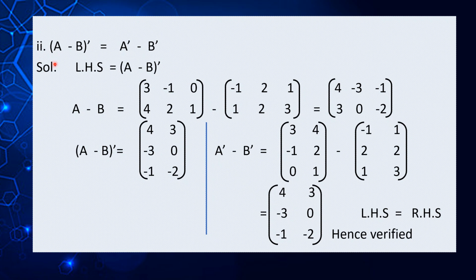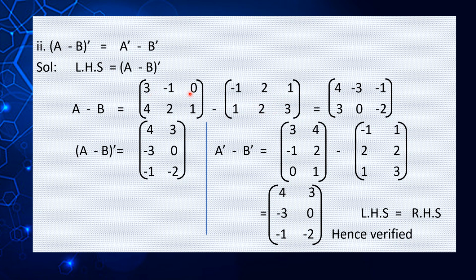Next, second part of the question is A minus B the whole transpose is equal to A transpose minus B transpose. So similarly, in the first part we did this question. In the previous question we did the same similar case. So do the same here. First consider LHS, which is equal to A minus B the whole transpose. First, in order to find that, we have to find A minus B. That would be 3 minus 1 0 4 2 1 minus 1 2 1 1 2 3.